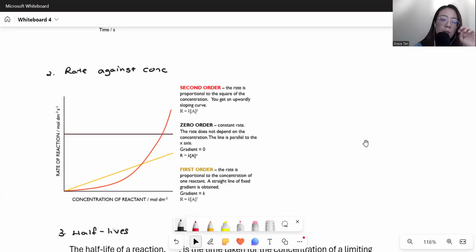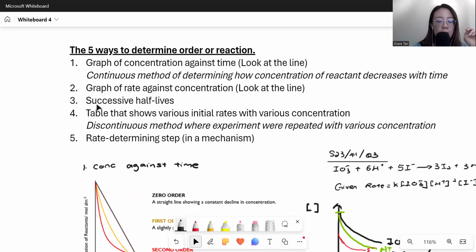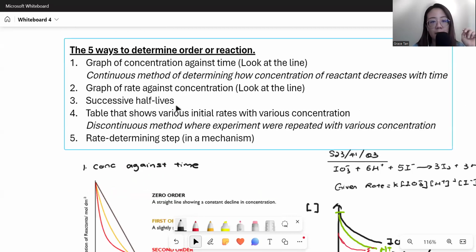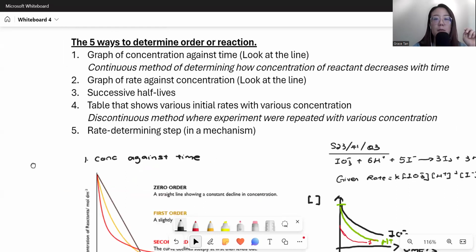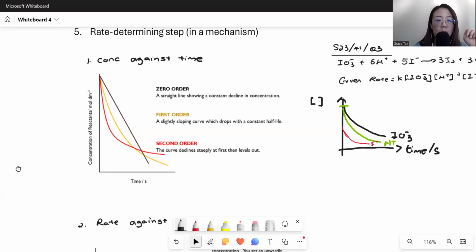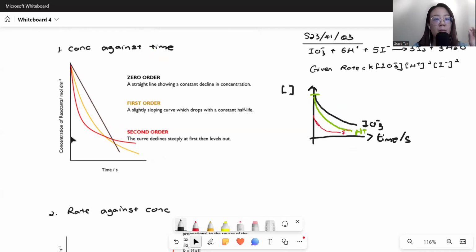Now, method number 3 here is to use successive half-life. This one is more common in exam. Now what is the chance of method number 1 coming out as a straight line and then the student closes the case at 0 order?